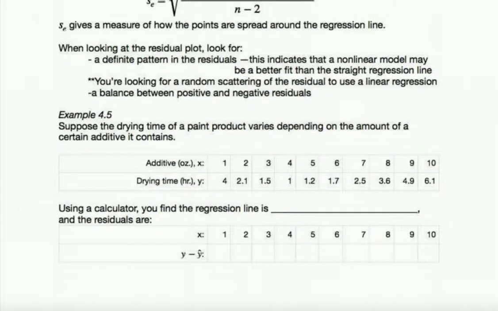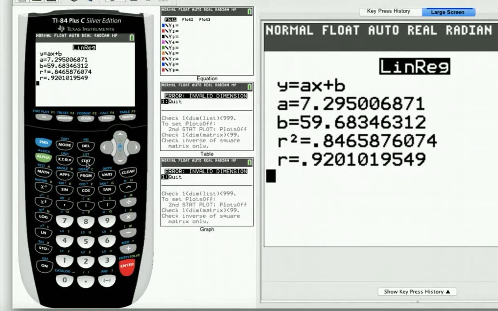So let's look at example 4.5. Suppose the drying time of a paint product varies depending on the amount of a certain additive it contains. You've got your X values as the additive in ounces and your Y values as the drying time in hours. Using a calculator, find the regression line. We're going to start by taking our X values and plugging them in for L1, and our Y values for L2.